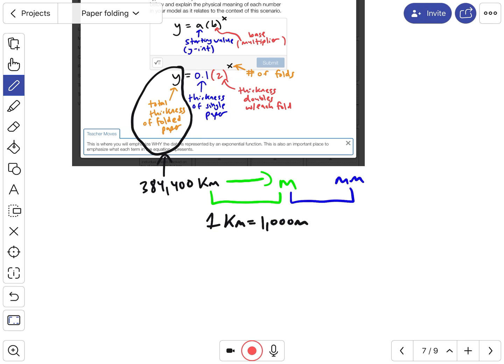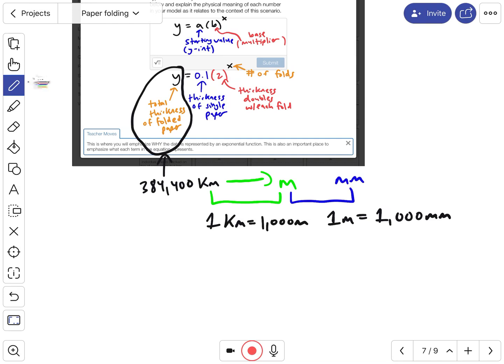Okay, so what about meters and millimeters? Well, I know that with centimeters, there are 100 centimeters in 1 meter. Milli means 1,000, so it takes 1,000 millimeters to get to 1 meter, because millimeters are very small. So 1 meter is 1,000 millimeters.